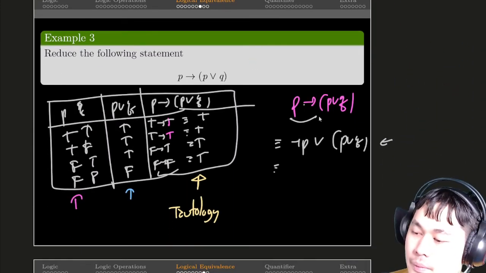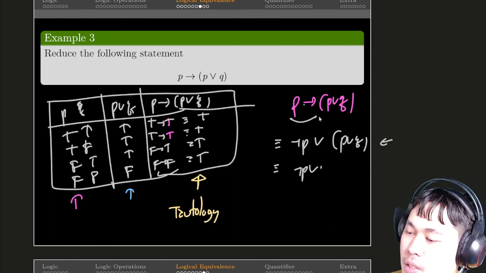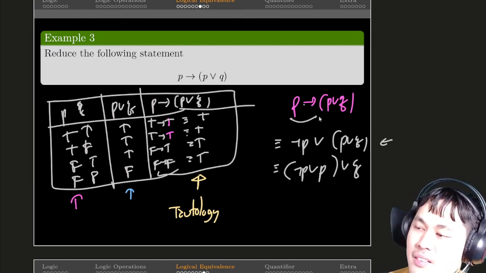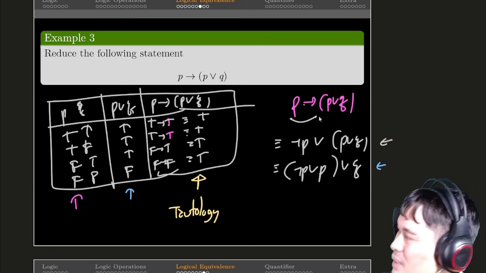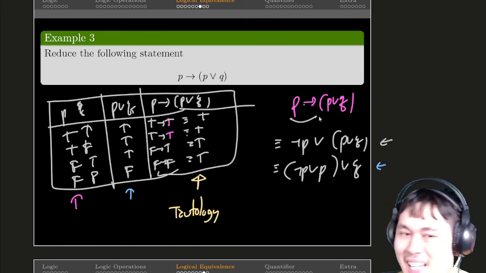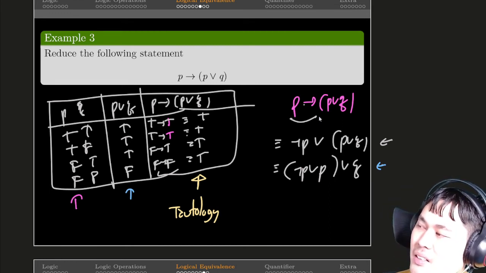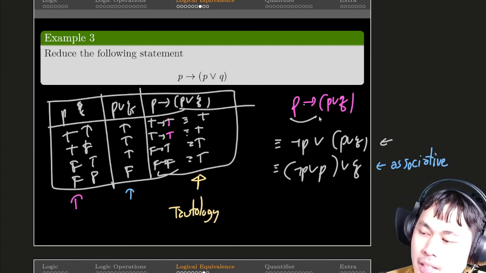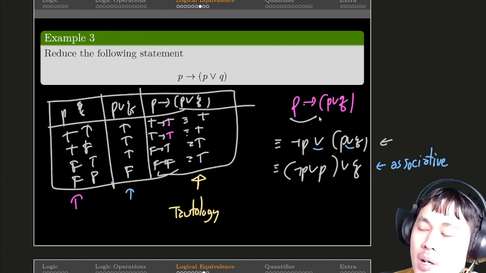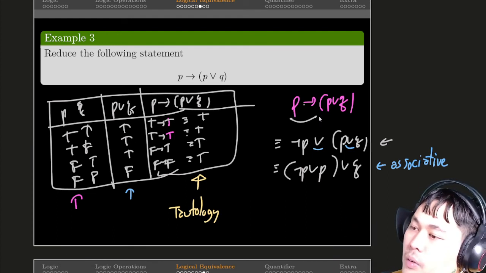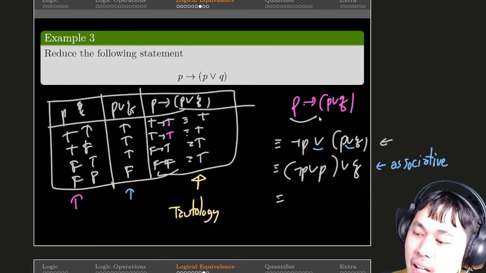What's next? This one we swap places. I forget what it's called. I know it in Thai, but I don't know it in English. Associative, I think this is the associative property. If you have the same operations, then you can switch the orders. And then we know that not P or P is true.